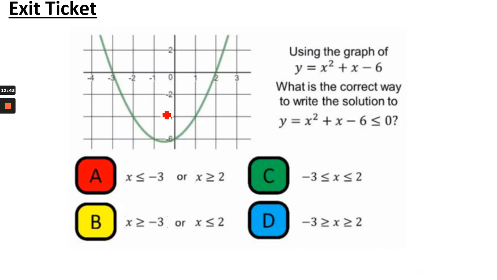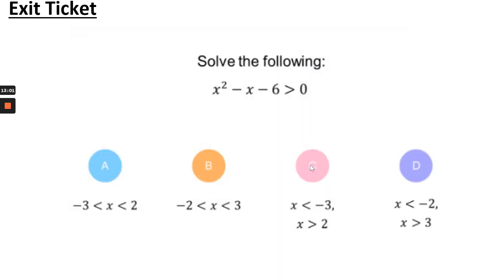Okay, well, less than or equal to 0, I want this part of the graph. So x needs to be less than or equal to 2 and bigger than or equal to negative 3. So it's going to be that answer there.